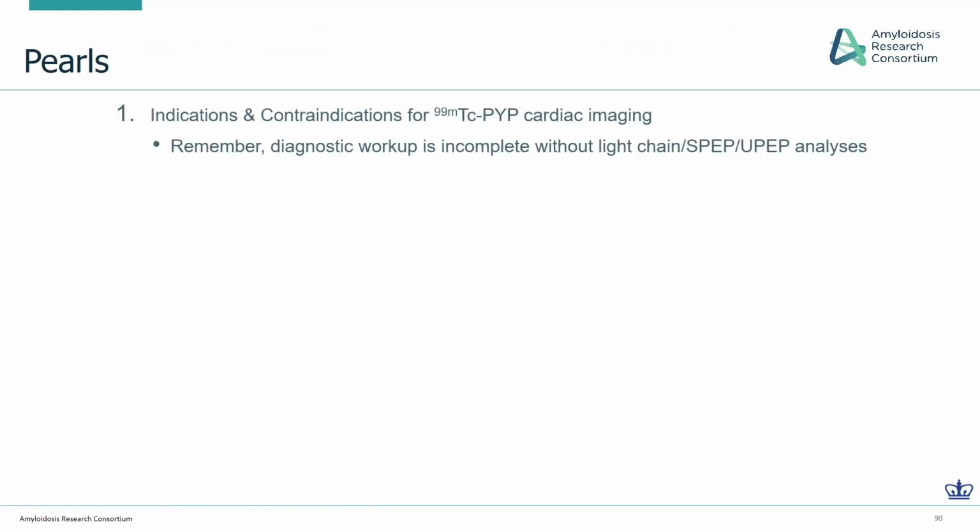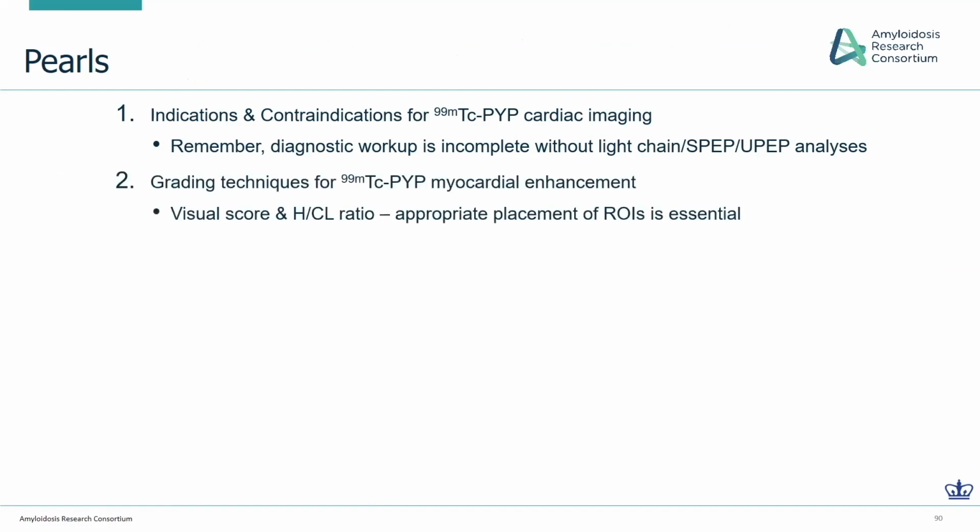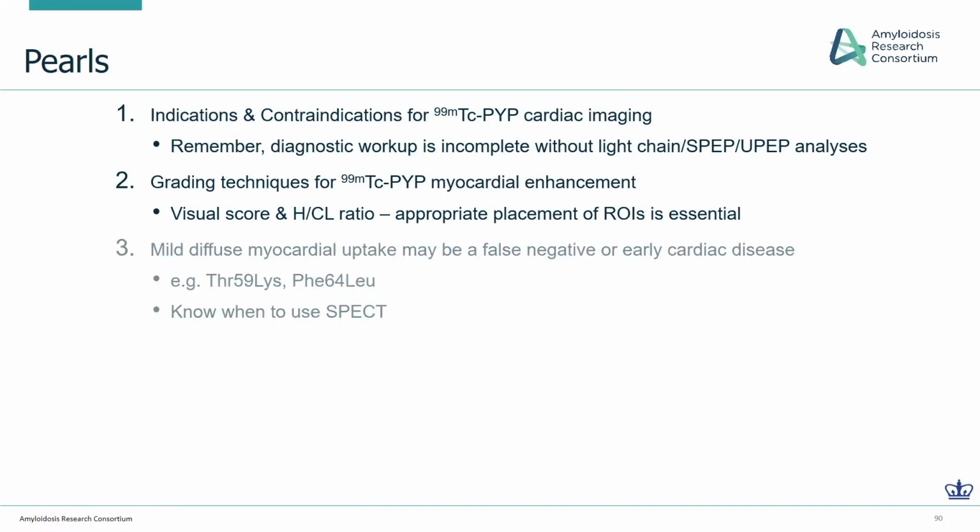So I'll just summarize with some final pearls. Again, remember in PYP testing, the diagnosis is incomplete if you have only ordered a PYP scan and have not assessed for monoclonal proteins. You can't order scintigraphy without assessments for monoclonal proteins. Grading, as Dr. Bukhari showed today, has both a visual score and a semi-quantitative score, but to do the latter, you have to have appropriate placement of your regions of interest.